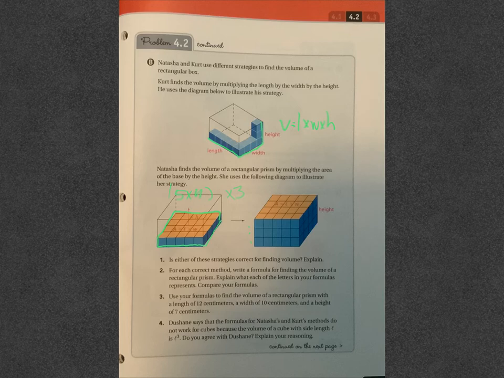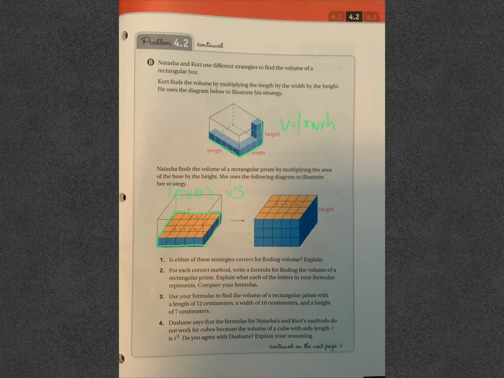So here's what I want you to do. Answer the questions below. Number 1, is either of these strategies correct for finding volume? Tell me why. Number 2, for each correct method, write a formula for finding the volume of a rectangular prism, which I kind of helped you out on the first one. And number 3, use your formulas to find the volume of a rectangular prism with the length of 12 centimeters, width of 10 centimeters, and a height of 7 centimeters. And be sure to label your answers correctly.